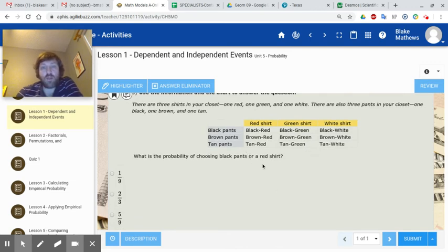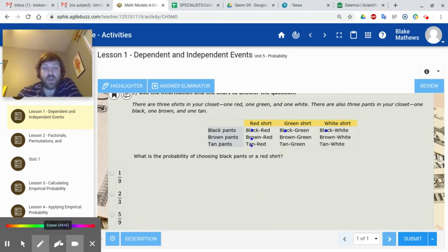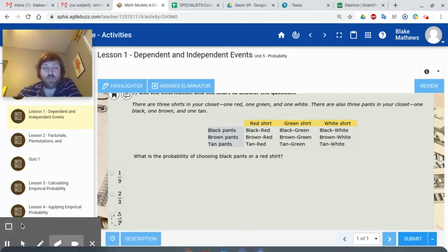Or means you need to say, okay, how many options have either black pants or red shirt? And you count those options. So like in this one, I would do, see, black pants, that's 1, 2, 3. And red shirt, that one's already been counted. So another one, 4, 5. So 5 out of 9 have either a red shirt or black pants. So that's pretty much what you're doing on those.